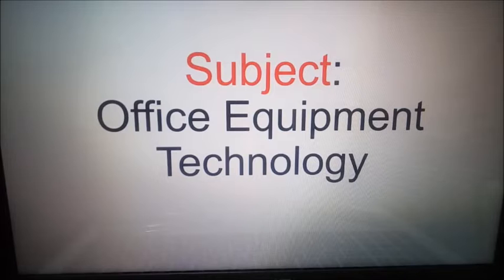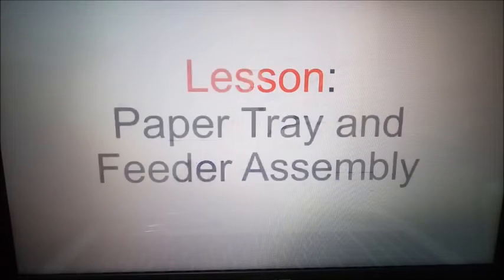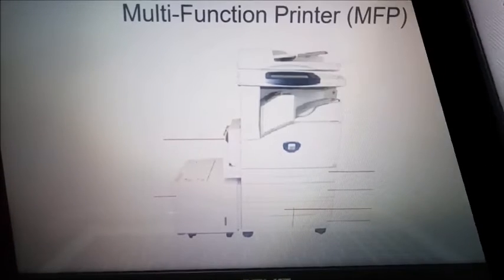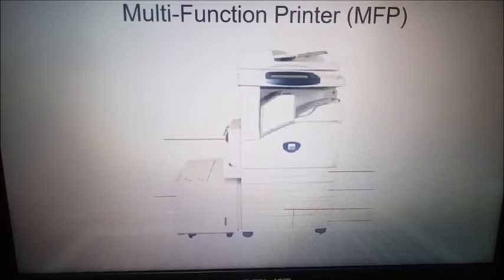Our subject today is Office Equipment Technology, and the lesson is all about paper tray and feeder assembly. So let's start. On the screen, you can see a picture of a multifunction printer. Since our lesson is all about paper trays, where are the paper trays in the picture?